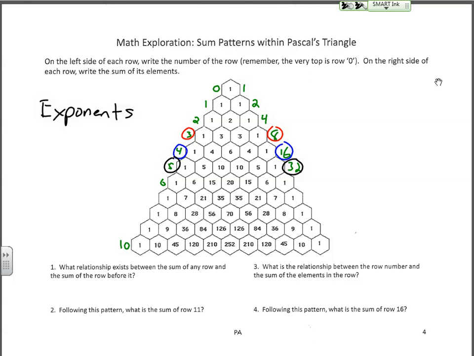Okay. So 2 patterns that you're trying to find here. What is the pattern in the row sums as you go down the triangle, and then what's the pattern of the row number and its sum as you go across? And then use those patterns to predict future results. That's what patterns do. That will predict future results.